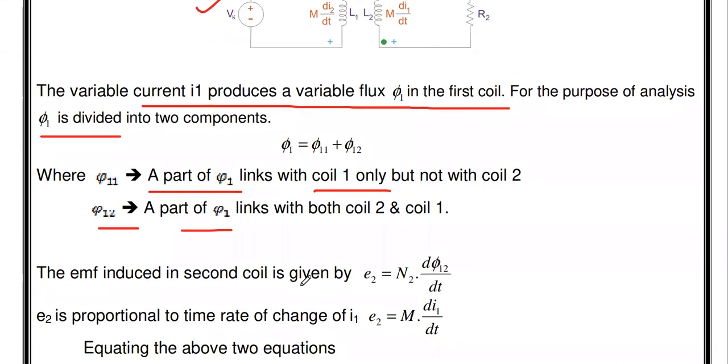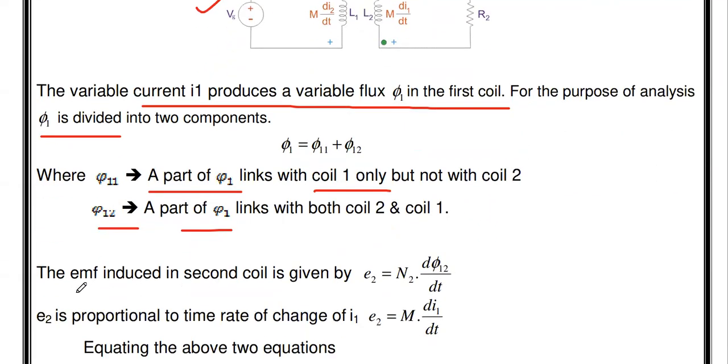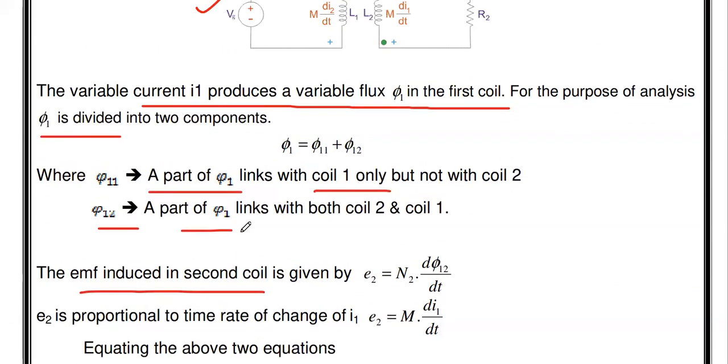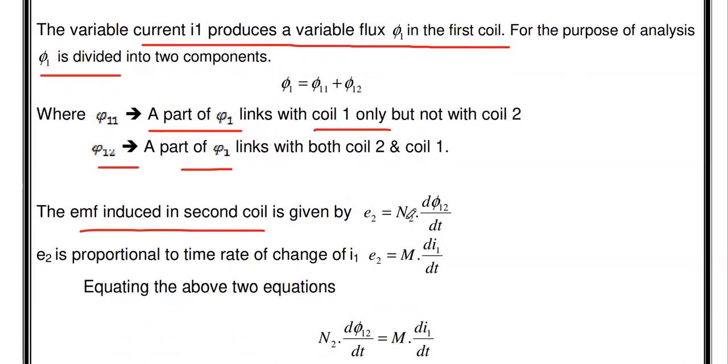Because of these changes, an EMF is induced in the secondary coil. The EMF induced in the second coil is given by a formula you already know. According to Faraday's law, the EMF induced is the number of turns times the rate of change of flux. What is the rate of change of flux? d phi 12 divided by dt, since phi 12 is the part of flux linked by coil 2. So E2 equals N2 into d phi 12 divided by dt.